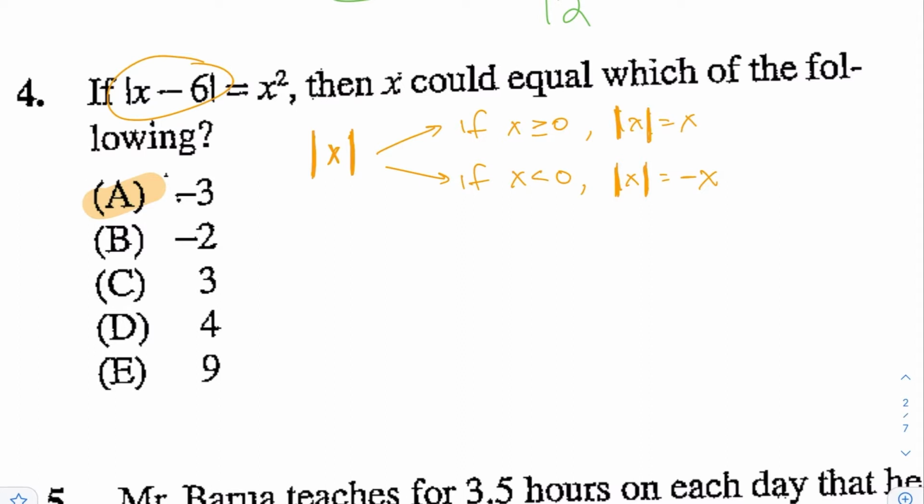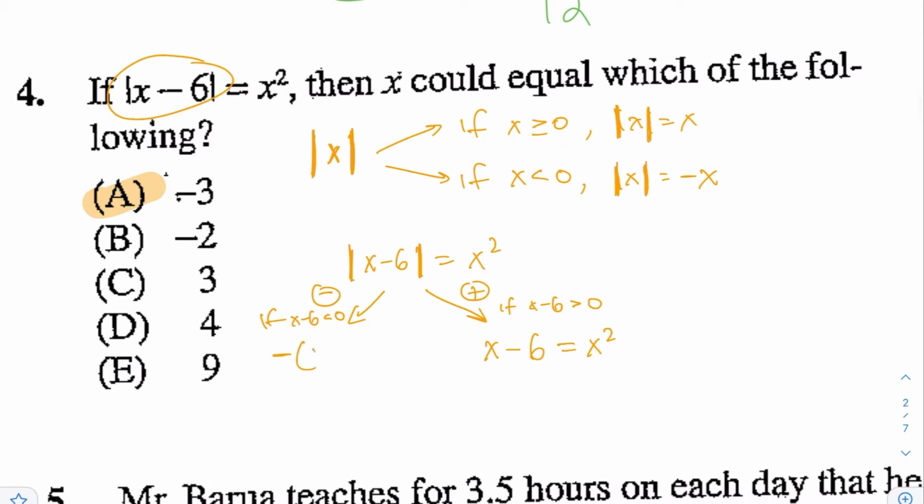So to solve for this, you actually have to split up the absolute value of x minus 6 into 2 scenarios. One of them could be positive, one of them could be negative. So the positive case means that if x minus 6 is greater than 0, that means that the absolute value just goes away, so that's the easier case. You just have x minus 6 is equal to x squared. And the other case, if x minus 6 is negative, then that means that you have to negate this x minus 6 to be equal to x squared.